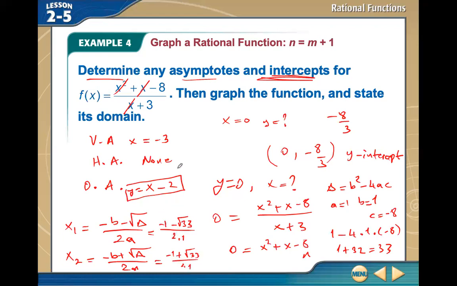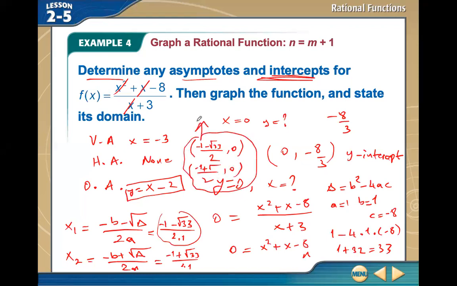That's it. So this number comma 0, and the other one, these are our x-intercepts. And then anything else? Domain. What is the domain? All the real numbers except negative 3. Domain is all the real numbers except negative 3. Okay, anything about this delta? Do you need extra explanation, or is it clear how to find the roots of quadratics? No, it's clear.